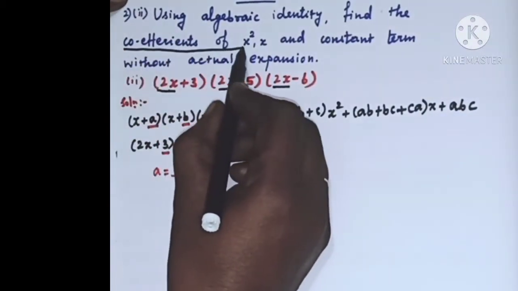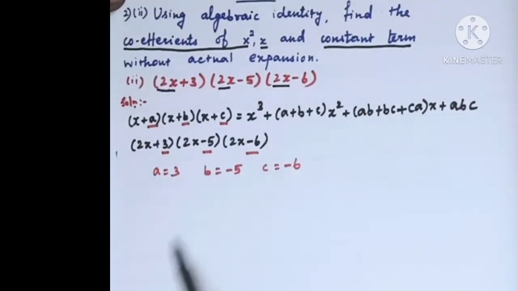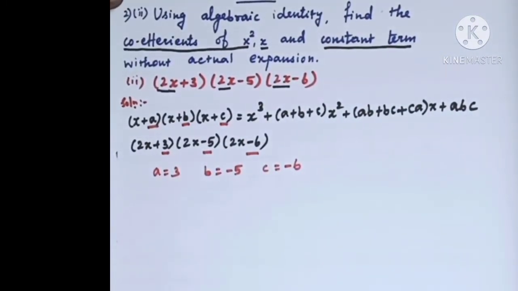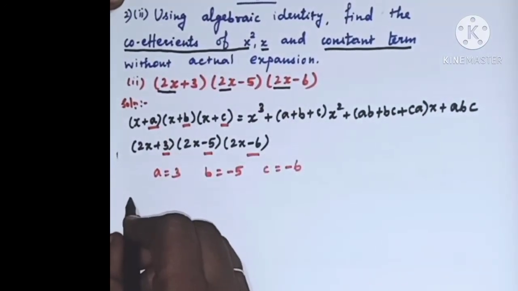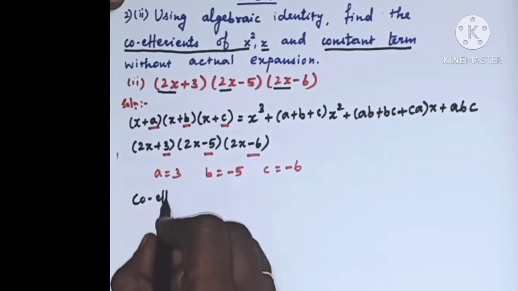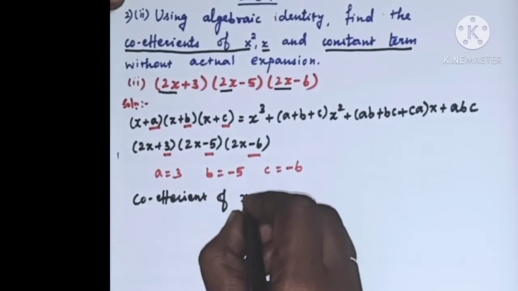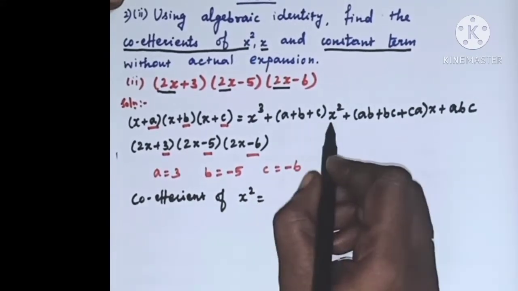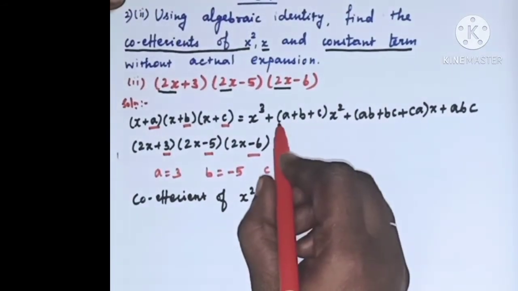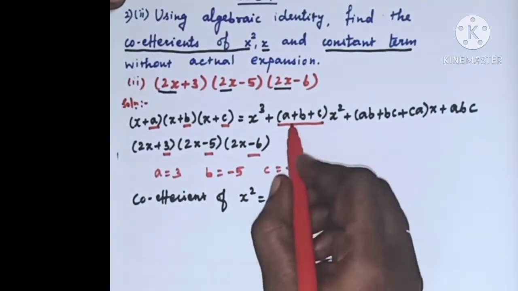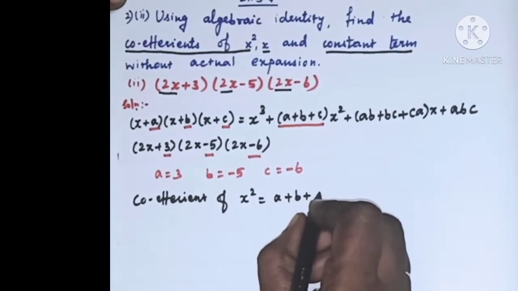Now we have to find the coefficient of x square, x and constant term without actual expansion, same as the last sum. So now we have to find the coefficient of x square first. The coefficient of x square is the term multiplied by x square, which is a plus b plus c. So we have to find a plus b plus c alone.